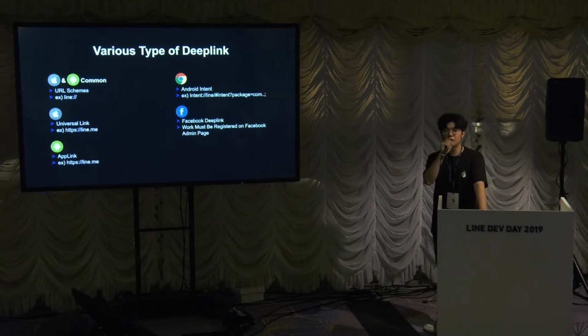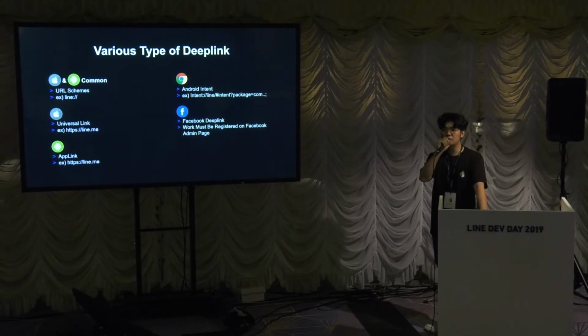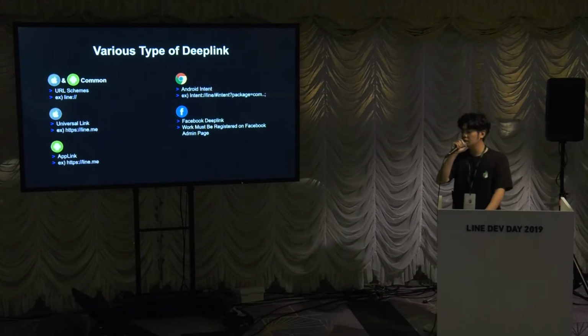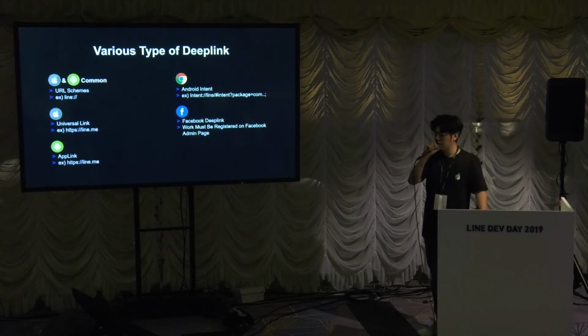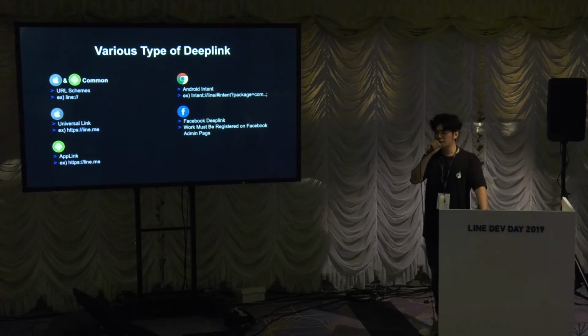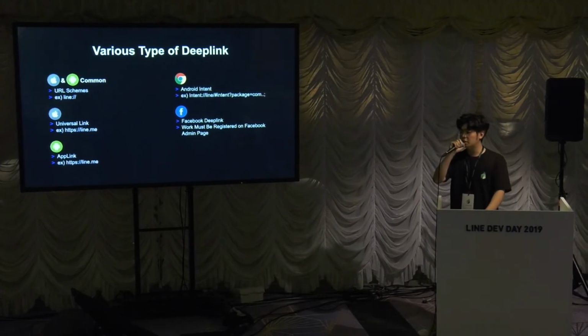But nowadays, iOS and Android have separate Deeplinks by OS support. They are called Universal Link and App Link. These Deeplinks use the HTTPS scheme, so they have an essentially unique property.